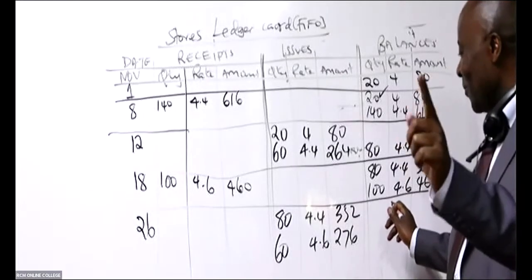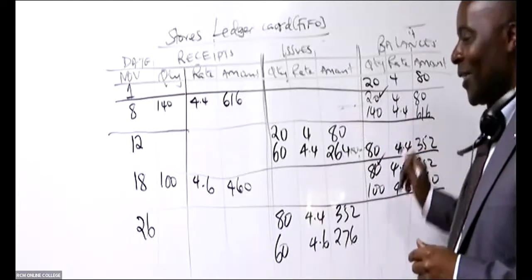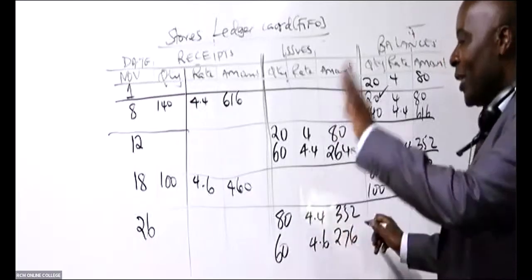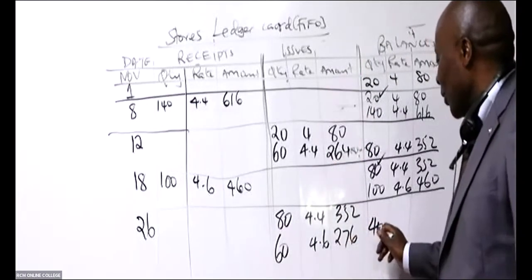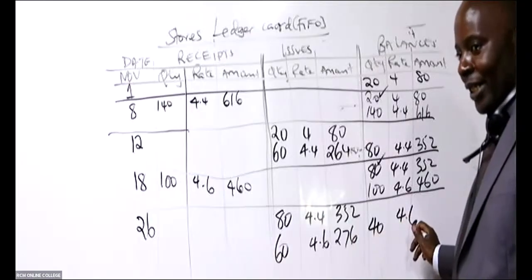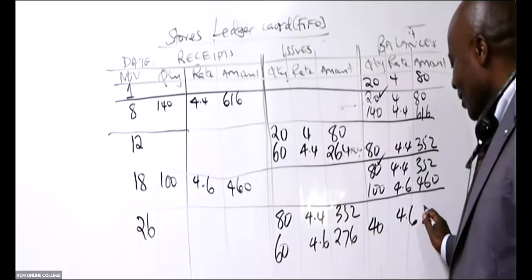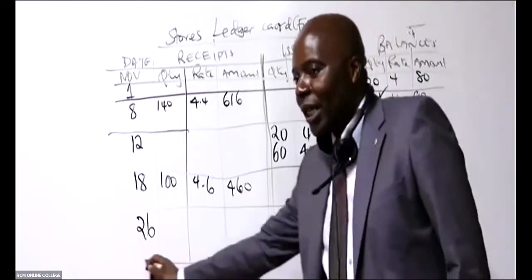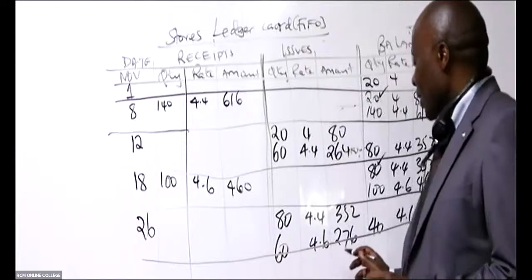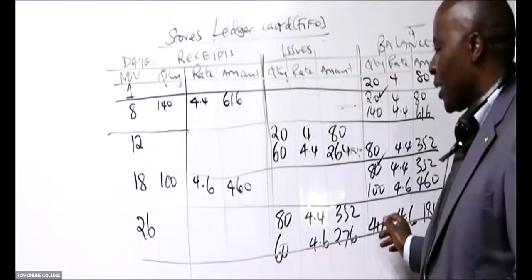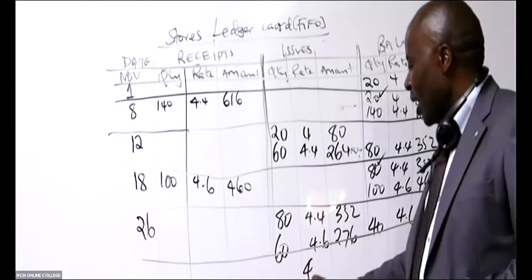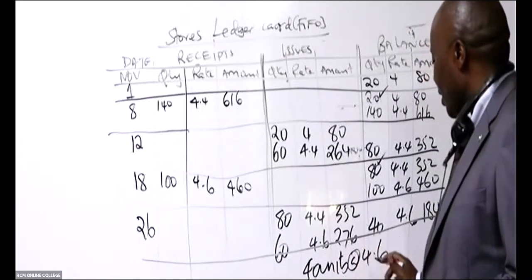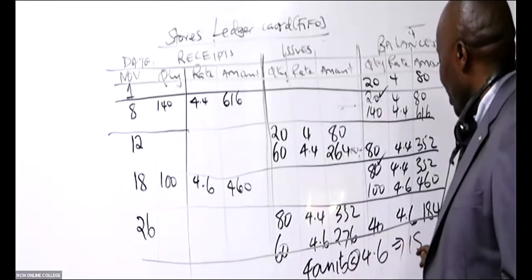Thank you so much. That gentleman asked a good question. So remember 80, we measure. So of the 100, how many have we issued? 60. So in this case here, we are left with how many? 40 at what here? At 4.6. Giving me how much here? 184. And that is it. So you tell us that the closing inventory has 40 units, each at 4.6. Total value is what here, somebody?